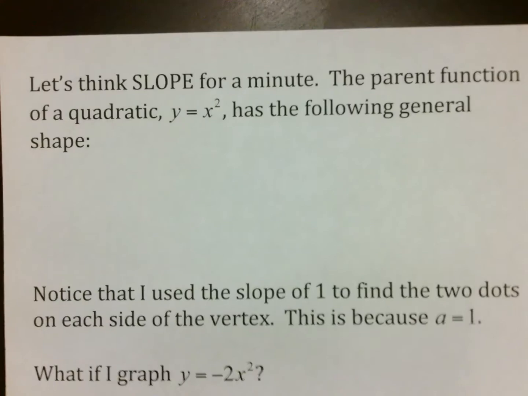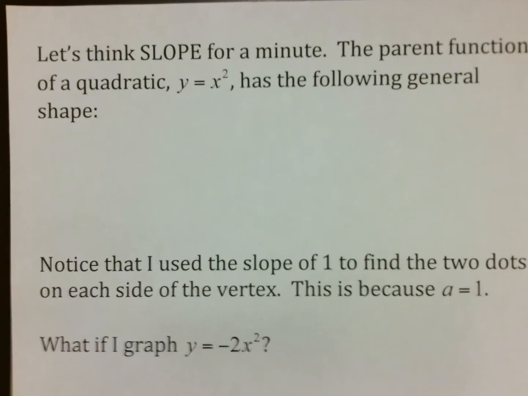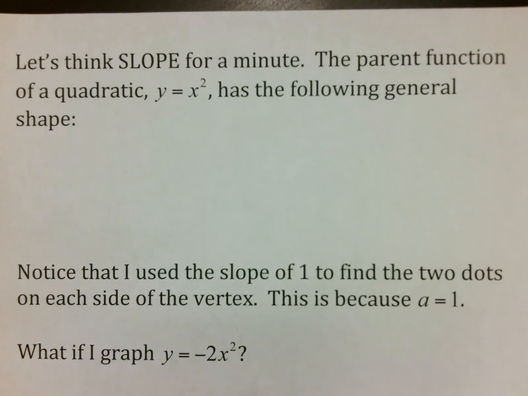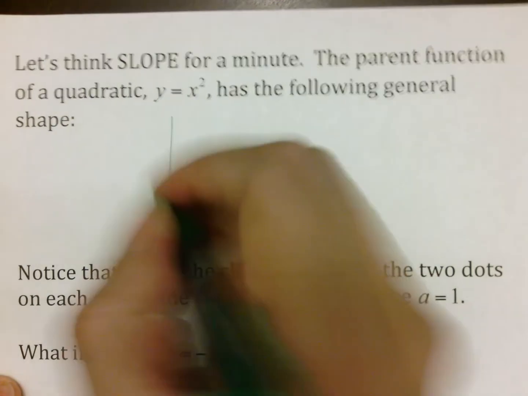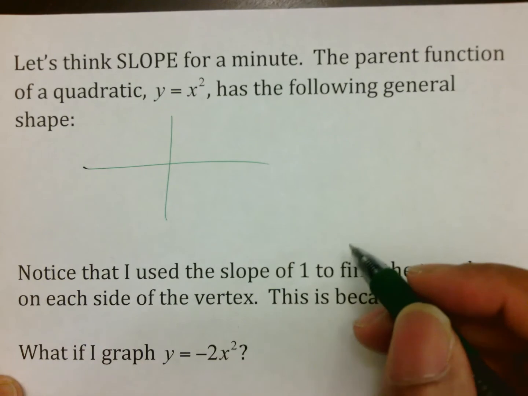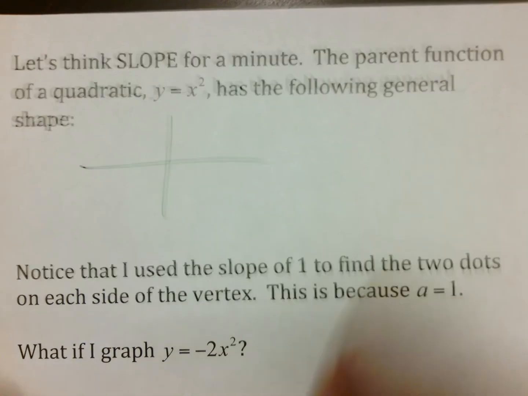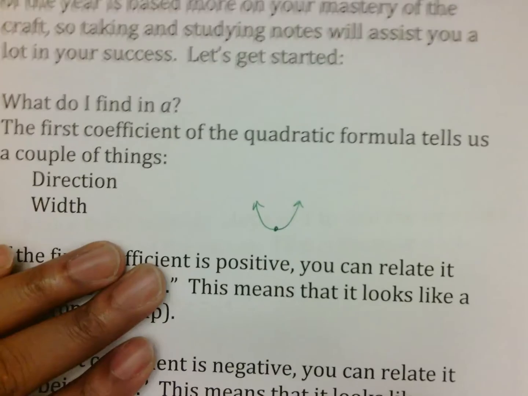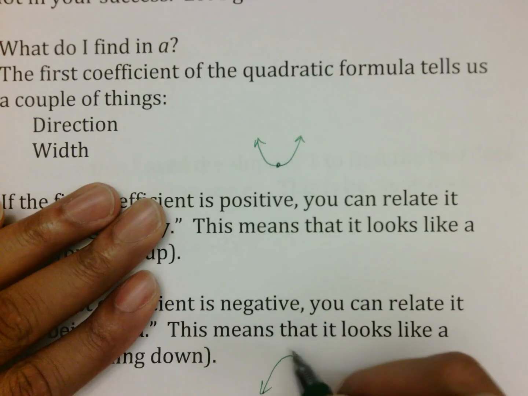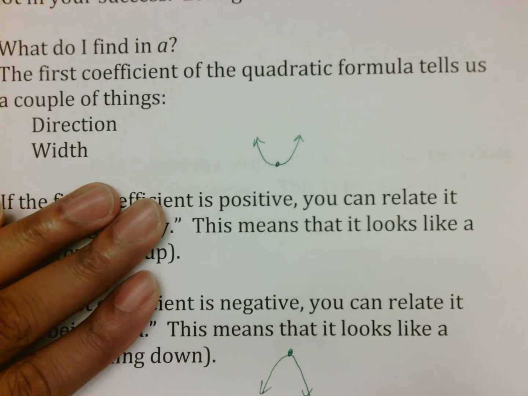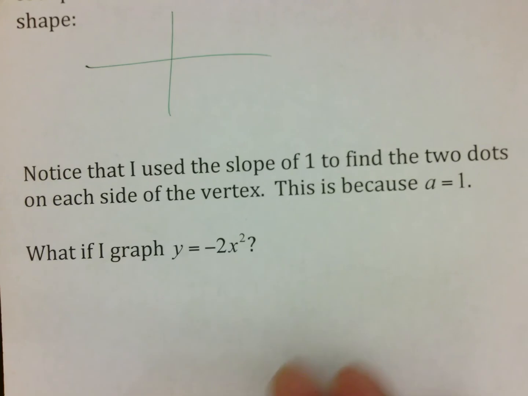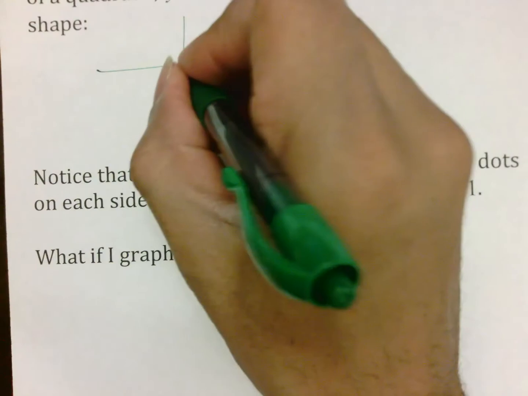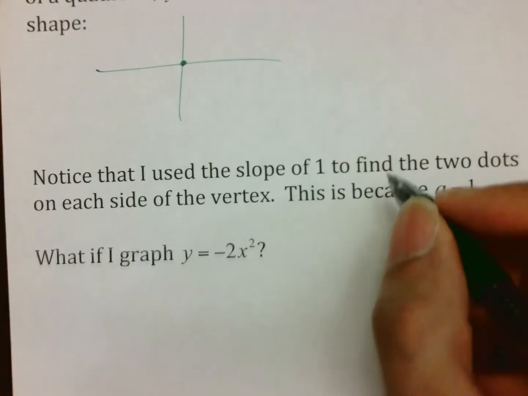Think of slope for a minute, and look at the parent function y equals x squared, which has this general shape. If you're going to graph y equals x squared on paper, the vertex, which is the turning point, is the bottom or top point of your graph. In the general parent function, the vertex is at 0, 0.